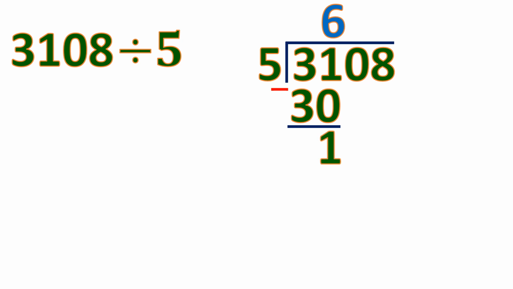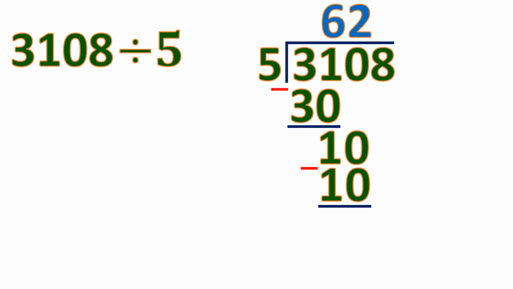So 31 divided by 5, the closest product will be 30 when you multiply 5 by 6. So we'll put 6 on top. 6 times 5 is 30. Subtract. So 31 minus 30 is 1. Then bring down 0. So 10 divided by 5 is 2, because 2 times 5 is exactly 10. Then we subtract. So 0, because 10 minus 10 is 0.